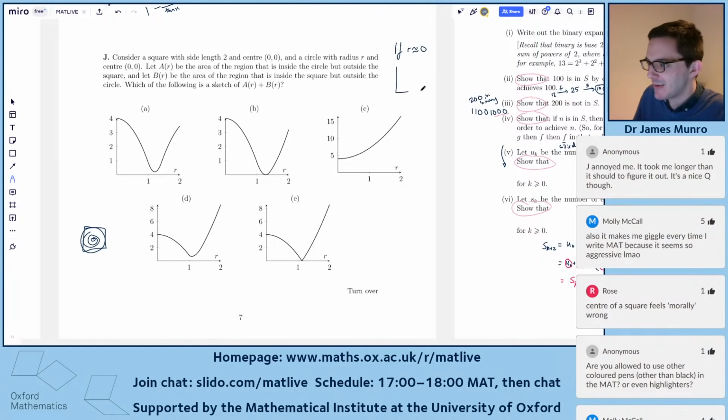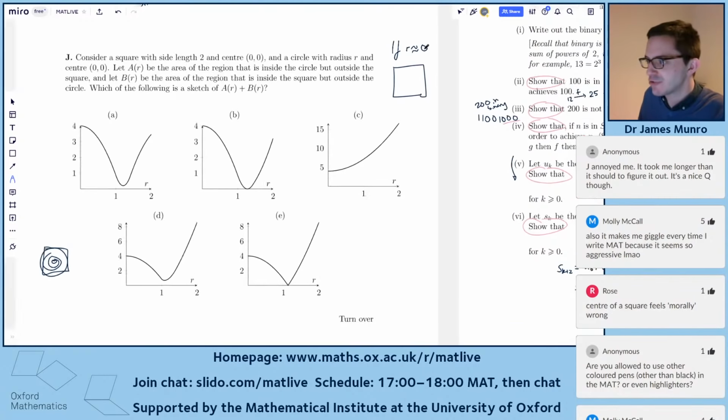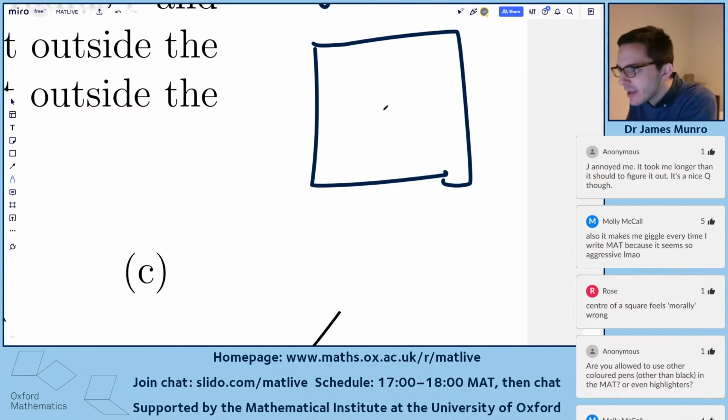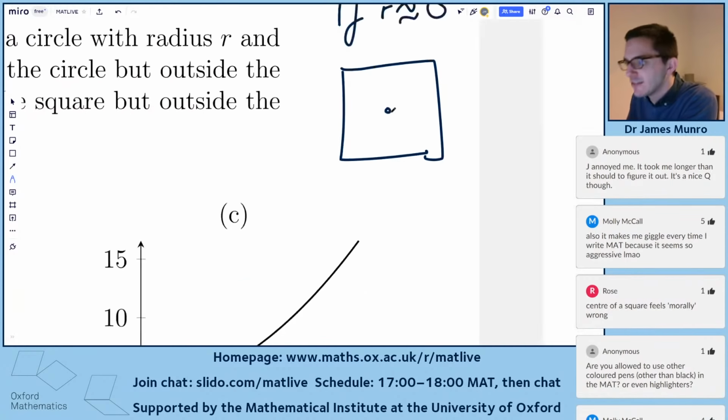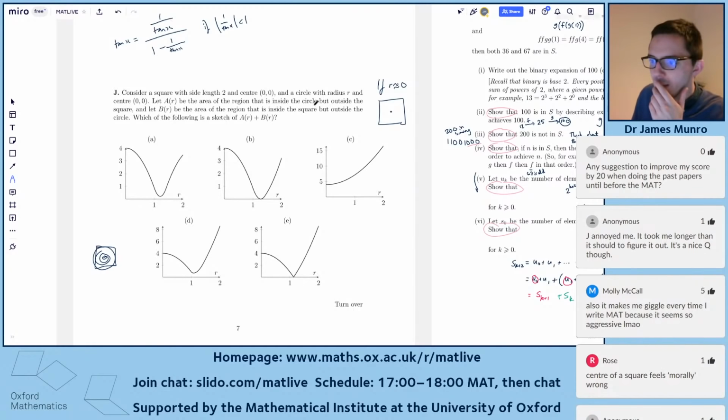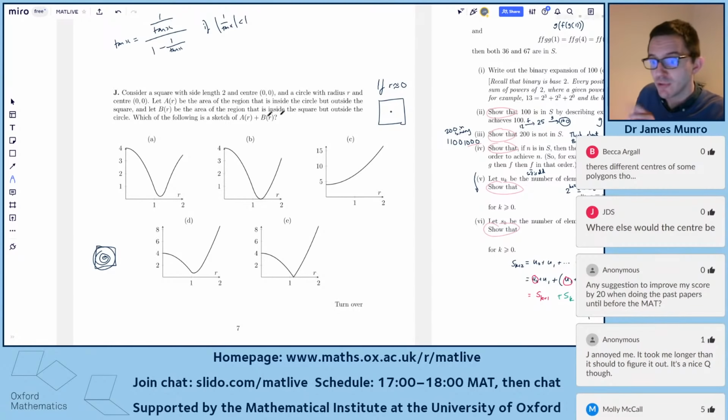Maybe this says something about how I like to do problems like this, to think about the kind of extreme cases. If R is about 0, then I'm going to zoom right in. It's like a tiny little circle. Then the area A that's inside the circle is basically 0, forget about it. But the area B that's inside the square but outside the circle is almost all of it. So B is about 4. So it starts at 4, which is not a helpful observation because all of these graphs start at 4.